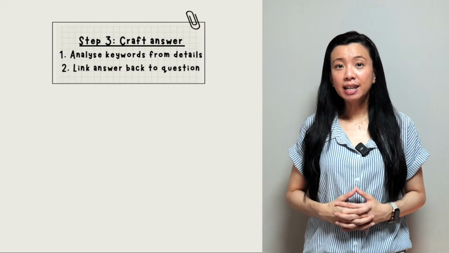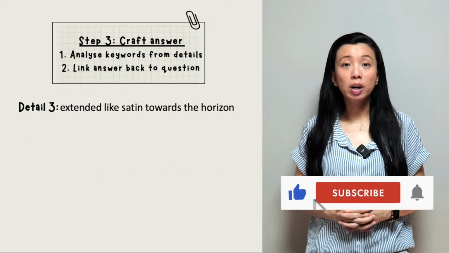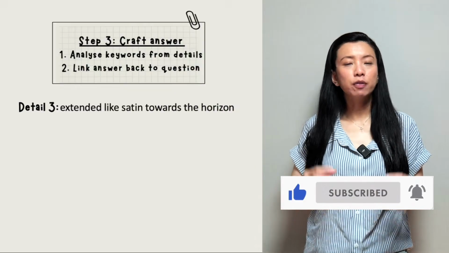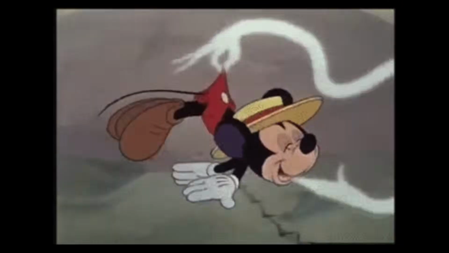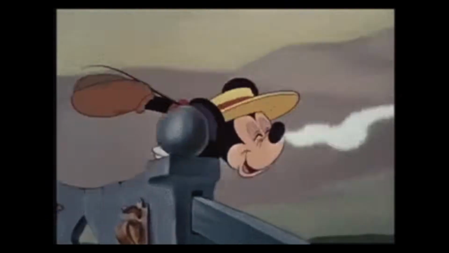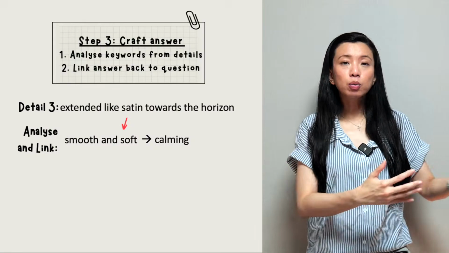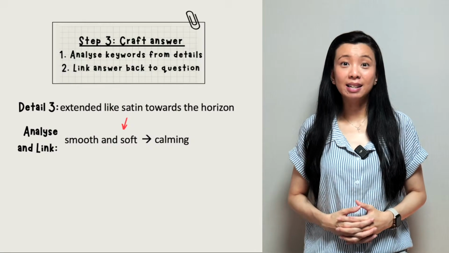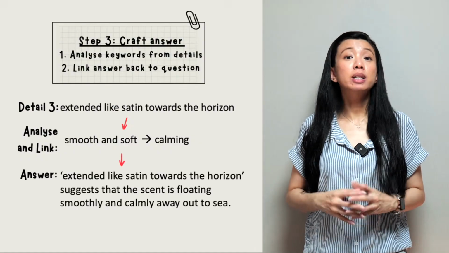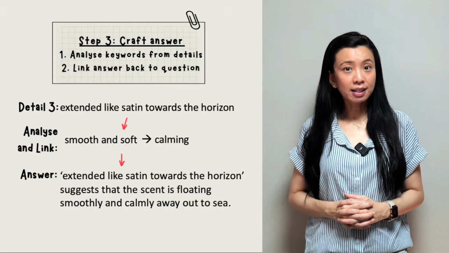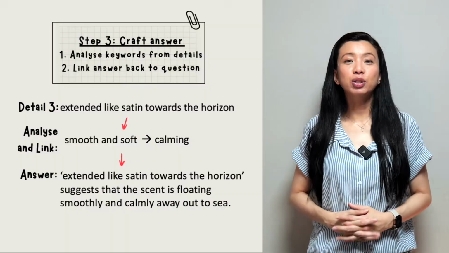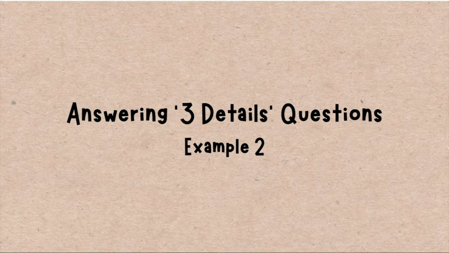And the third detail is extended like satin towards the horizon. Now think about satin. Satin is a material that's very smooth and very soft. So it's saying that the scent is something that's very smooth, very soft, and probably very calming, and it's going out towards the horizon, out into the sea. So again, my answer is going to look something like this. Extended like satin towards the horizon suggests that the scent is floating smoothly and calmly away out to sea. So let's take a look at a second example.